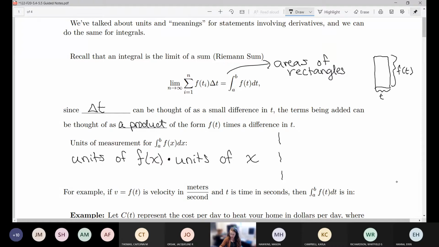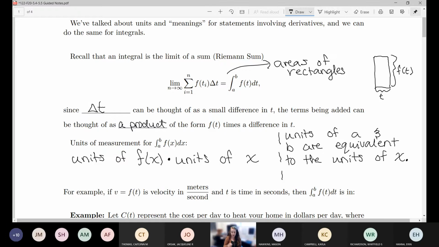One other note I want to make really quick about units: the units of a and b are equivalent to the units of x. So whatever the units of x are, the units of a and b are the same.